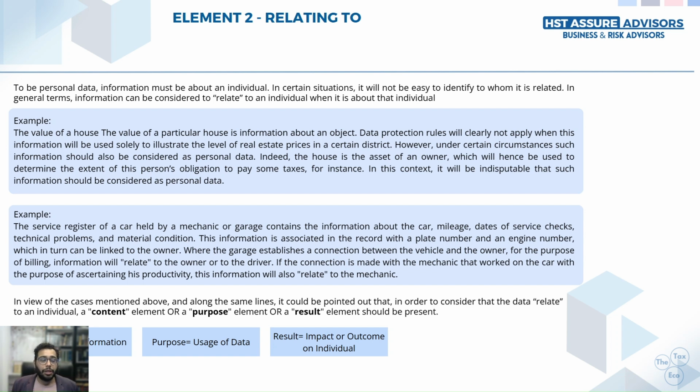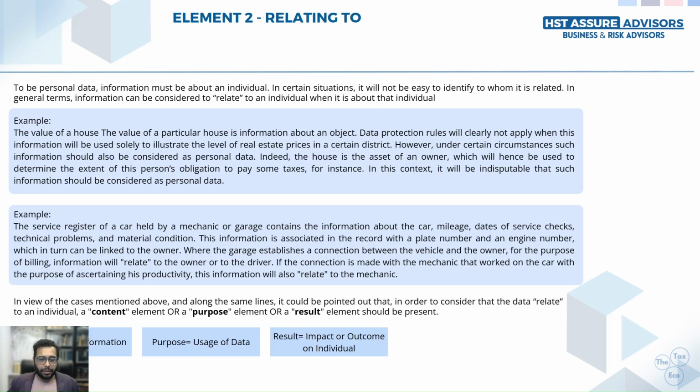For example, the value of a house. Okay, the value of a particular house is information about an object. It's not personal data. But if you use that information to determine a person's obligation to pay some taxes, for example wealth tax or some house property tax, in that case that particular information, with the help of the purpose element, I can say is personal information, personal data.